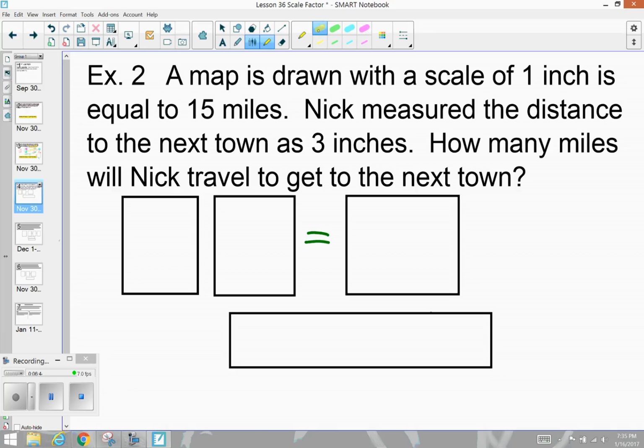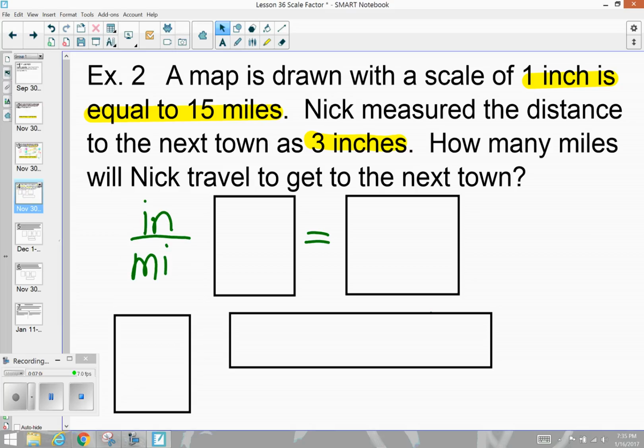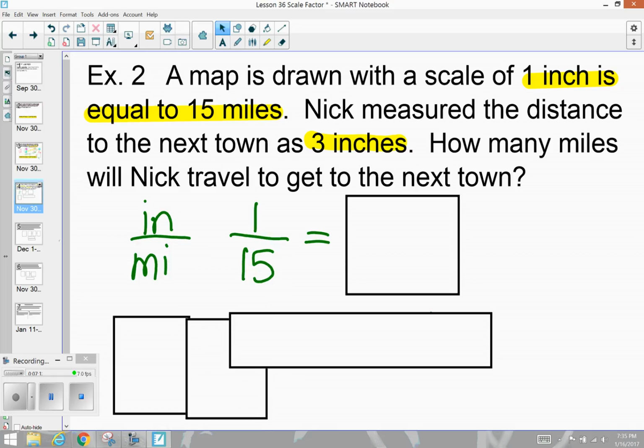All right, so what do we know? We know that we're comparing inches to miles, and that he went 3 inches. All right, let's set this up. How are we going to set it up? What are the parts that we're comparing? Exactly. Inches to miles. All right, what part do we know? Yep, we know that 1 inch is equal to 15 miles.